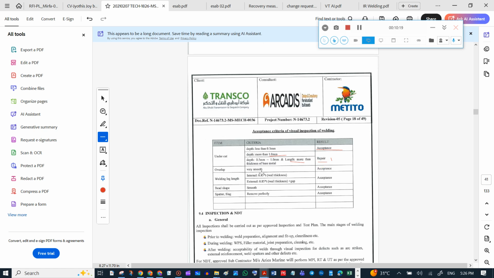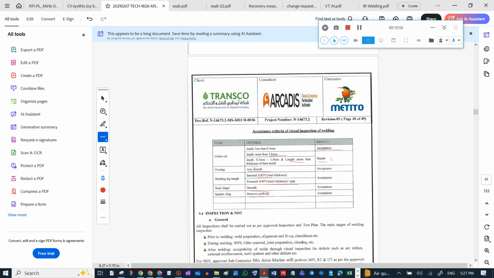Overlap should be very smooth. The welding leg length internal should be 0.85 t, and the external length should be 0.85 t plus gap. And the bead shape should be smooth, and the spatter should be removed perfectly.